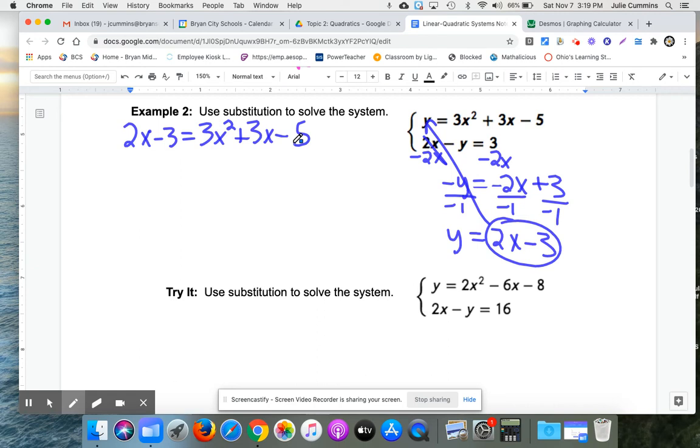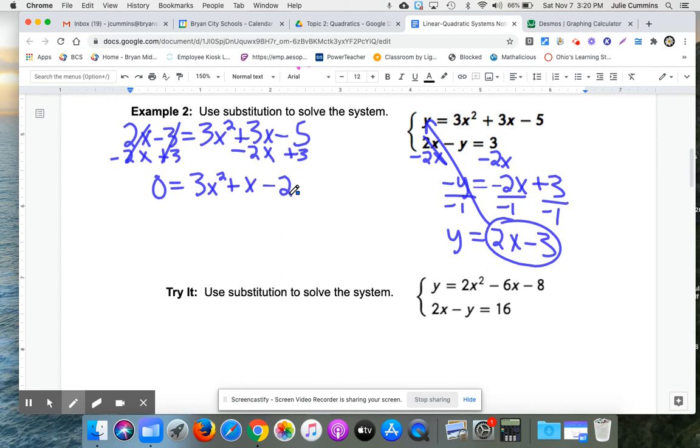Now this is just another quadratic. To solve this, we're either going to have to use factoring, completing the square, square roots, or the quadratic formula. Those are our choices. Let's get everything on the same side. I'm going to subtract 2x and also add 3, and I'll do those in the same step just to save space. So we get 0 equals 3x squared plus x minus 2. I'm kind of hoping that I can factor that. Let's see.